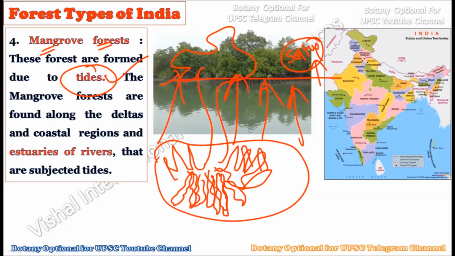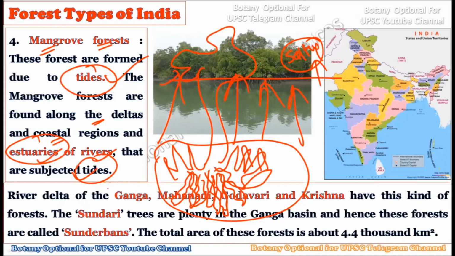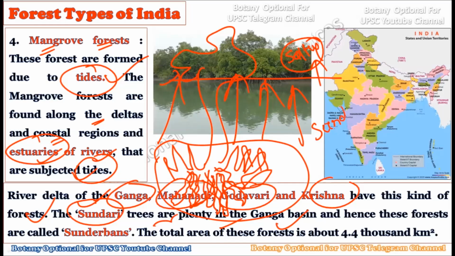Now these mangrove forests are found along the deltas, the coastal regions and the estuaries of the rivers. Where two rivers are meeting, or where rivers are meeting the ocean, if there is a formation of estuaries along that line, you will find the presence of the mangrove forest. These are subjected to continuous tides. Now the river deltas of the Ganga, the Mahanadi, Godavari, and the Krishna have this kind of forest. The Sundari trees are plentiful in the Ganga basin. This is the typical Indian name, the Sundari tree. These Sundari trees are present maximally within the mangrove plants.